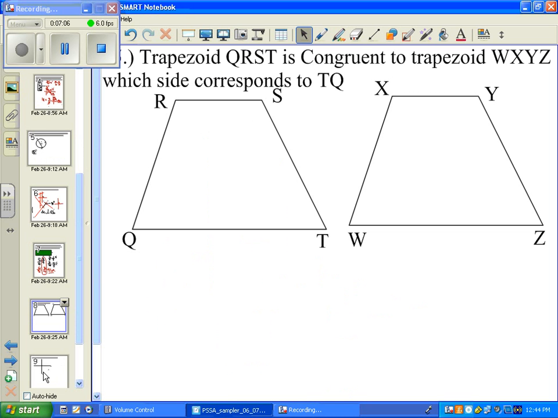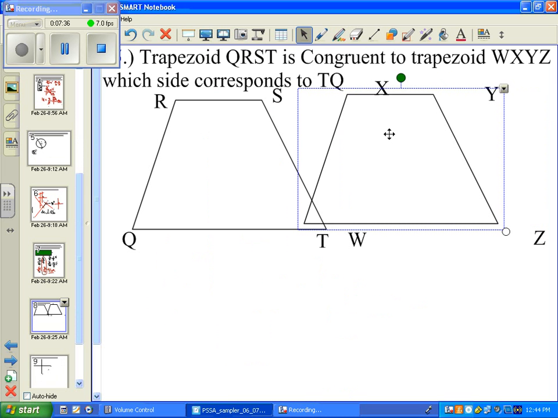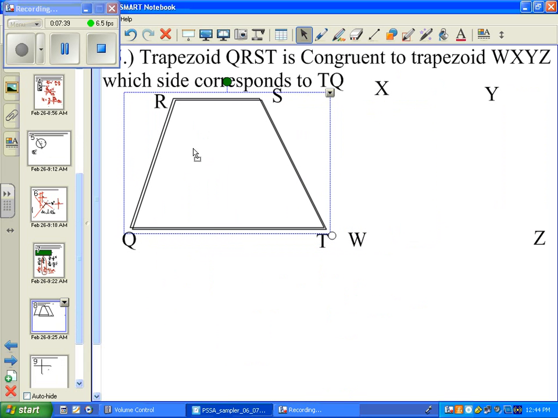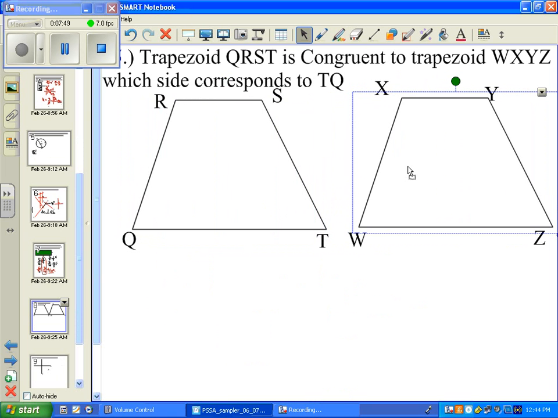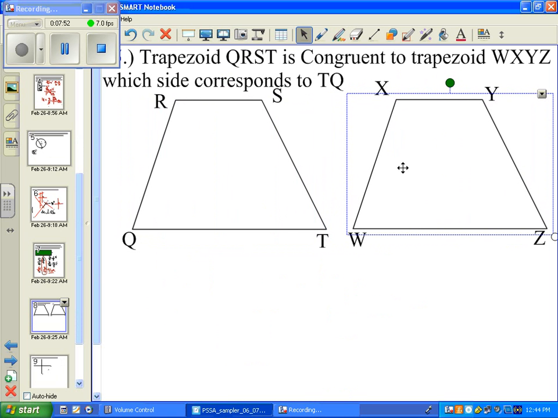Let's move on to this next one. Trapezoid QRST is congruent to trapezoid WXYZ. Which side corresponds to side TQ? Firstly, this word congruent, what it means is that I take this object, I can move it right on top of this object, and notice it's exactly the same. That's what congruency means. It means you can take one object and just overlap it right on top of the other object. So we are congruent.